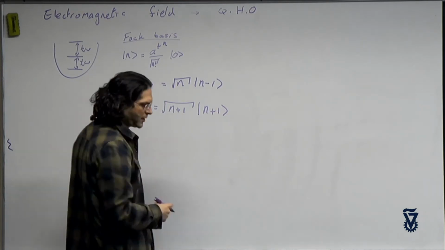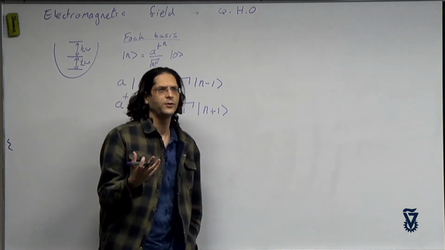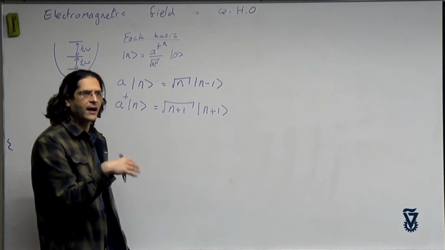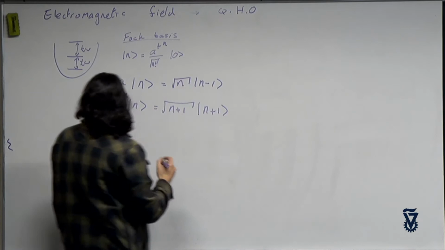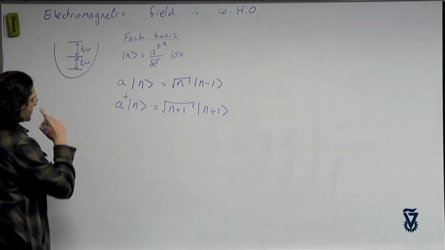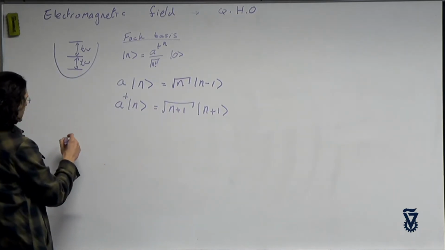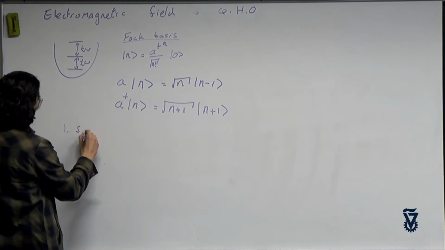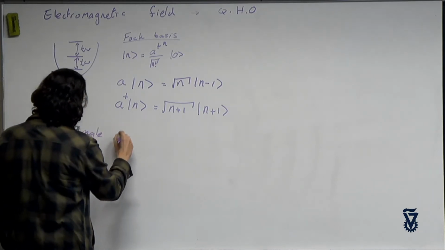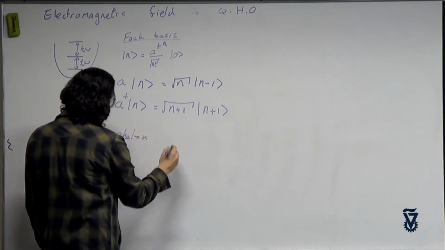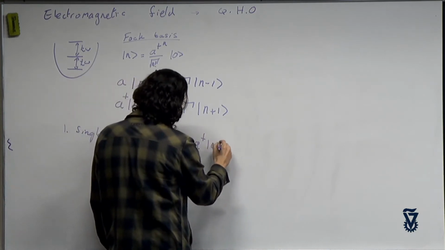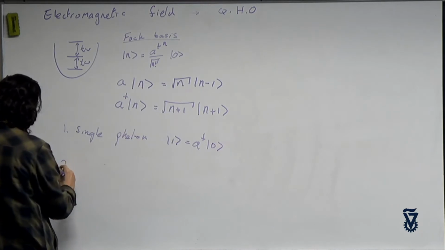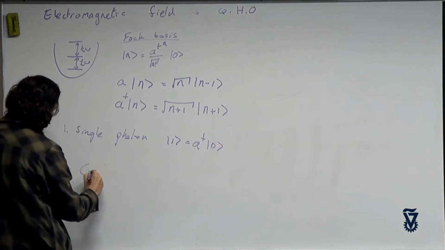And we also specifically wrote that a single photon would just be applying a dagger once on the vacuum state. The second thing that I started introducing, so that was the single photon state, right? So we had single photon. We said that a single photon is just a dagger on the vacuum. And then the second thing that we started talking about was the coherent state.